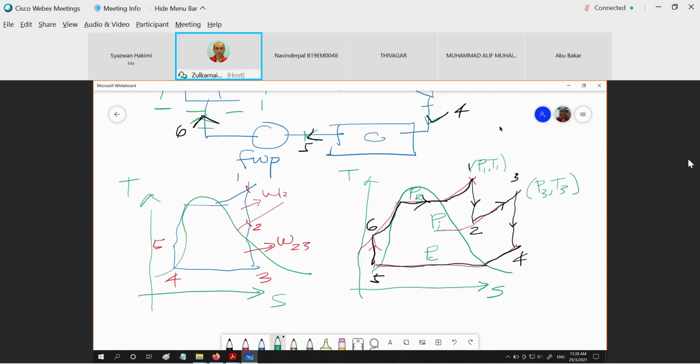Okay, so we are going to use this to get H1. We are going to use P2 and S2, which is equal to S1, to get the state of 2. Then we get H2. Using P3 and T3 to get H3. Using P4 and S4, which is equal to S3, we are going to get H4. H5, of course, is hf at condenser pressure. And what is H6? H6 is equal to H5 plus W56. Okay? So this is our T-s diagram.